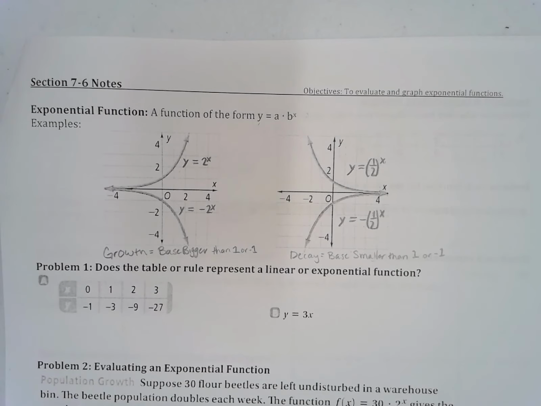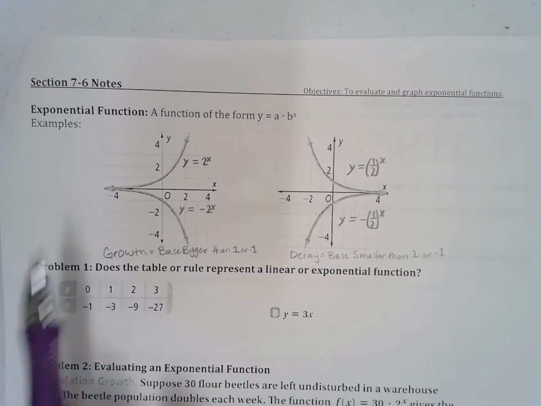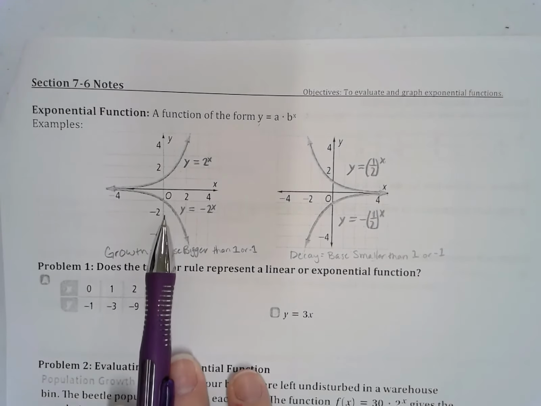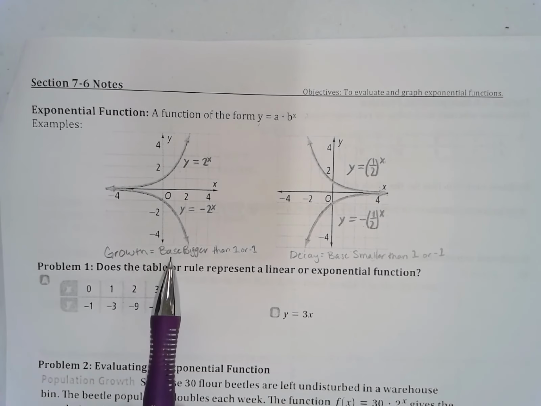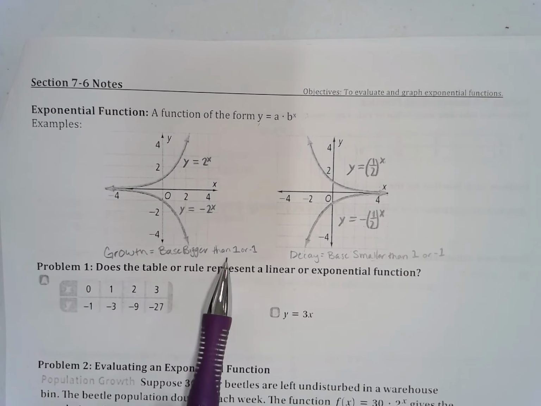This is 7-6 Notes. Today we're going to be talking about graphing exponential functions. These are just equations that have exponents in them. So the very first two types are the types of graphs that we'll see. We'll see ones that look like this. That's called a growth graph. That means the base number in the equation is bigger than 1 or -1.